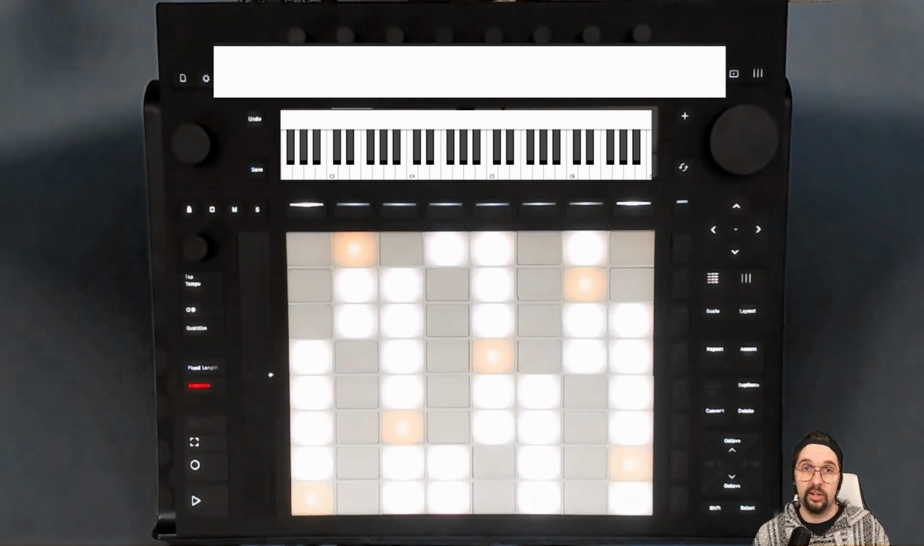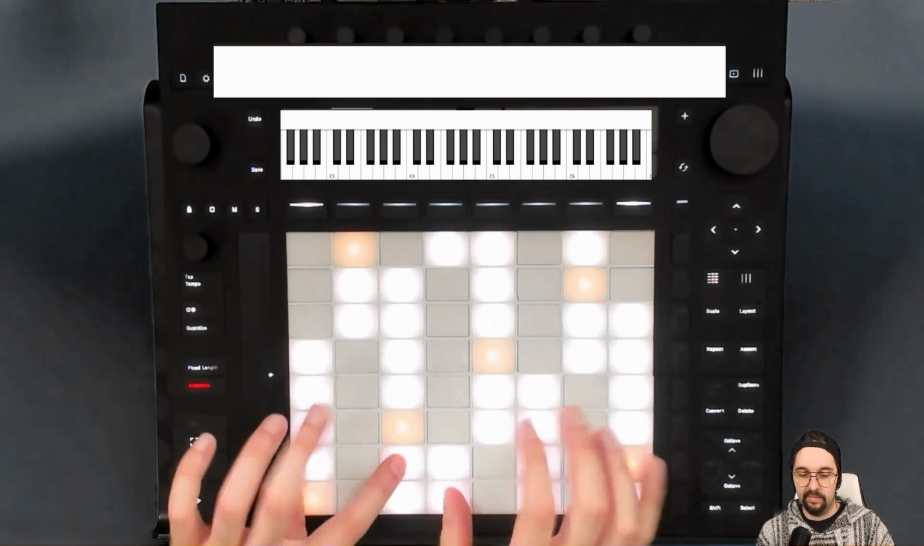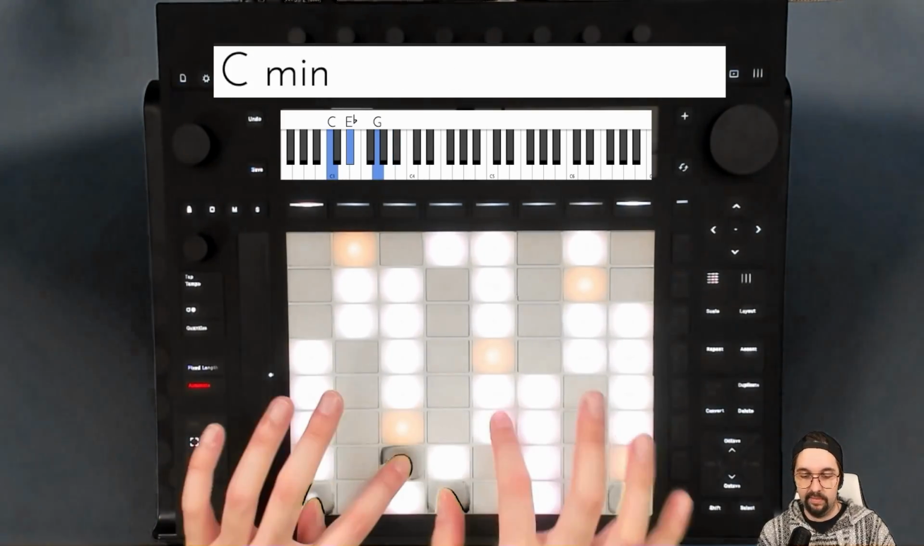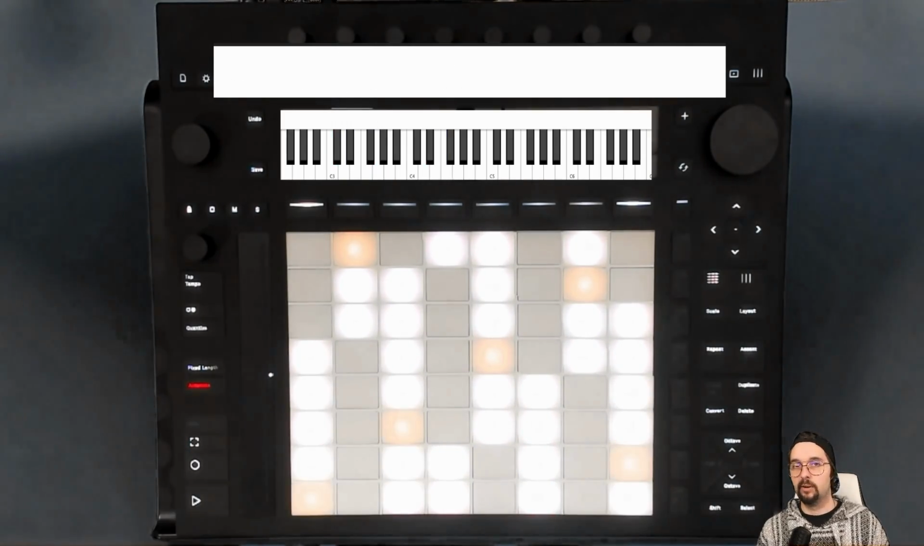There are a lot more colorful chords that we can get beyond the basic triad, right? We could go ahead and add a 7 on top. We could add a 9 on top. We could add this 11. So there's a lot of possibility here.